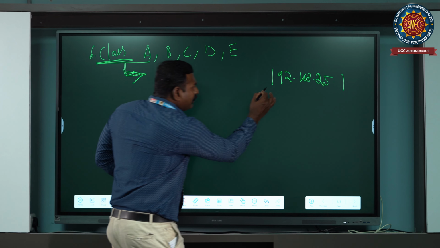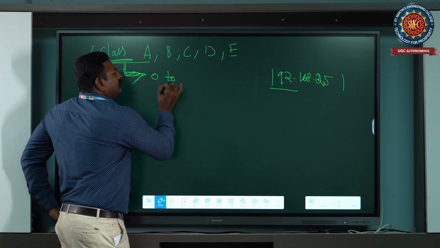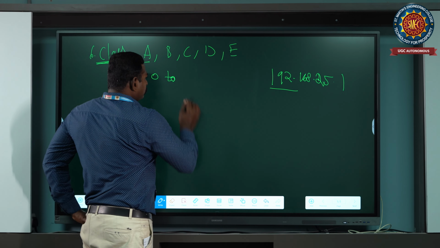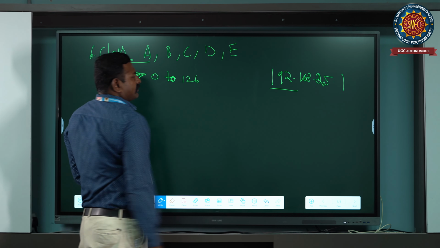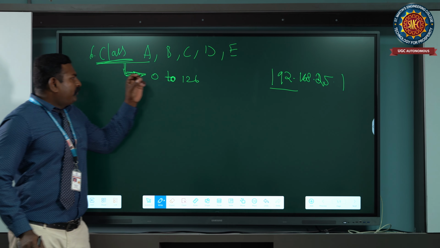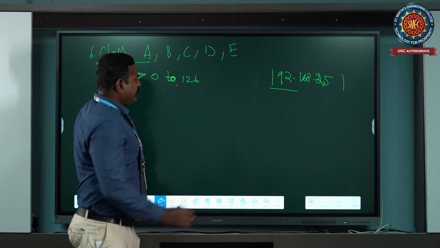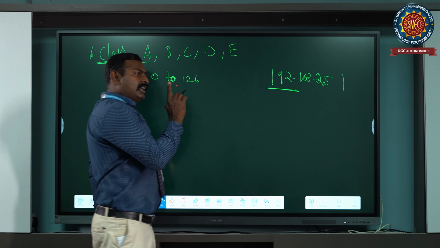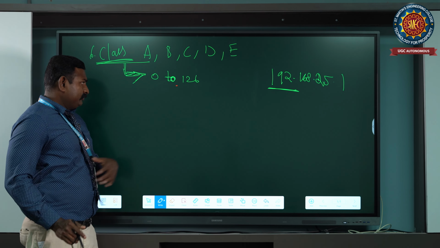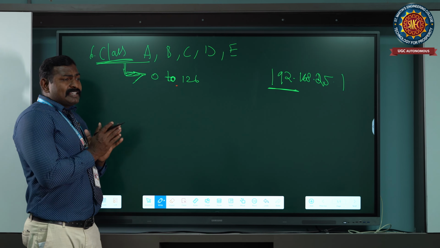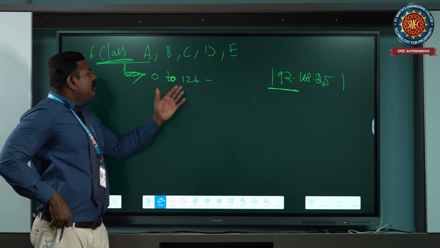The first octet range should be from 0 to 126 compulsorily. If your IP address number for the first octet is within this 0 to 126, that address should be a class A type address. We can tell that this is a class A IP address. This is the range. The range should not exceed 126.